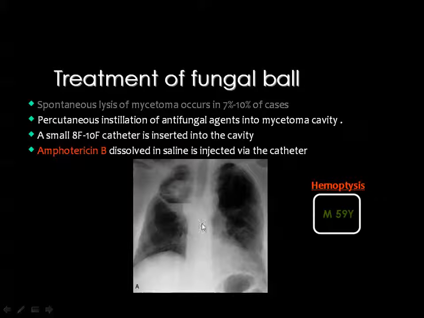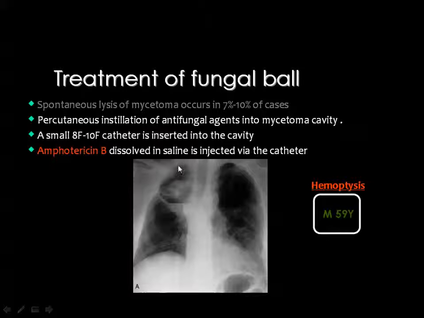Then you know that chronic lung cavities may develop inside the fungal ball, and the fungal ball, as you know, is known as mycetoma or aspergilloma, and this is a major cause of hemoptysis, and hemoptysis may be massive and may result in death of the patient.